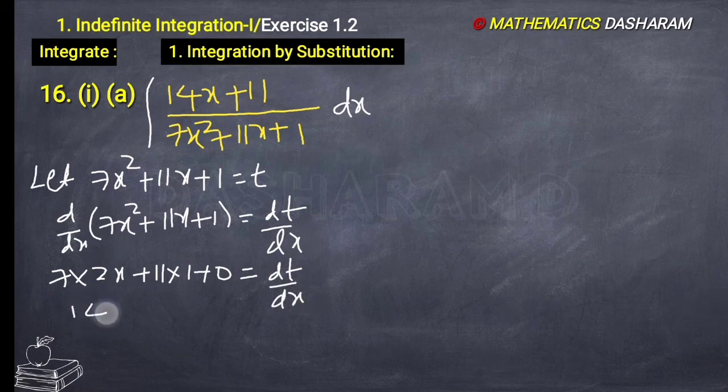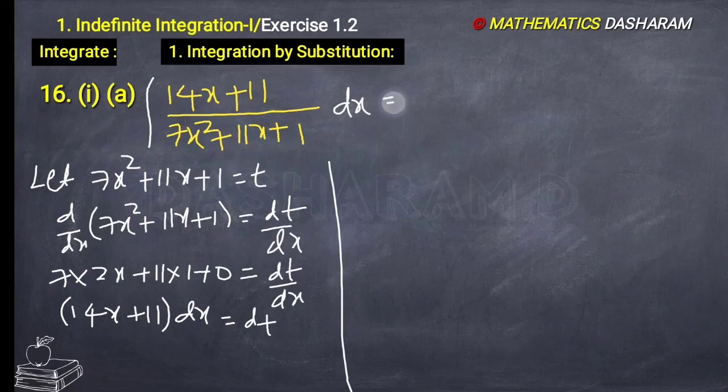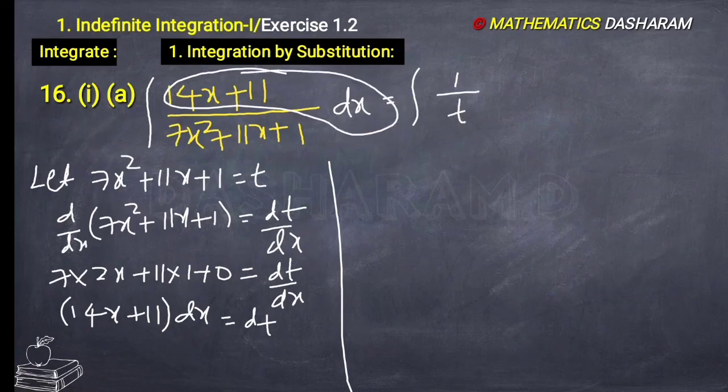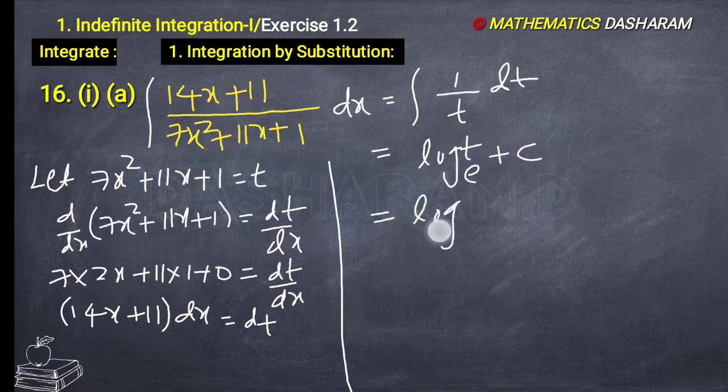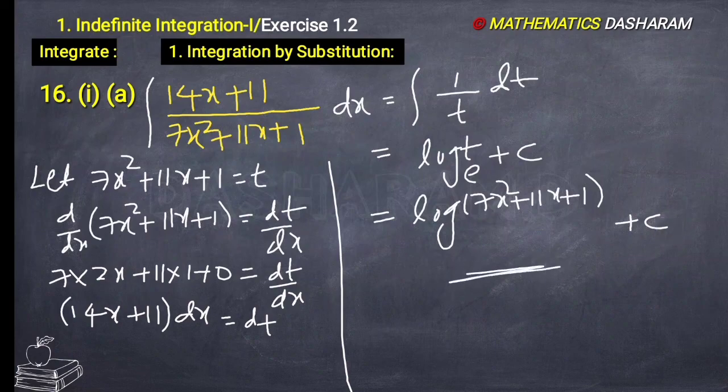So 7 twos are 14x + 11, and dx transposed to the left side equals dt. Substitute these values in the given question. So the integration of 1 by t, where the denominator is selected as t and (14x + 11) dx equals dt. The integration of 1 by t is log t to the base e plus c. So substitute the t value: 7x² + 11x + 1, plus c, is our required answer.